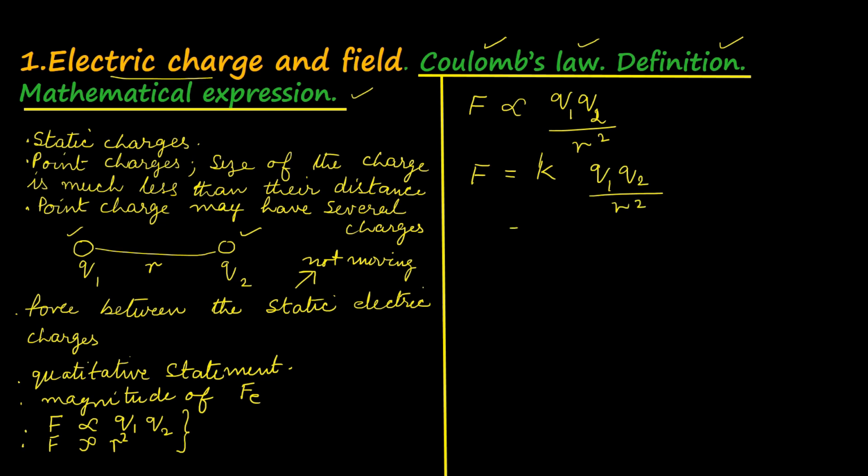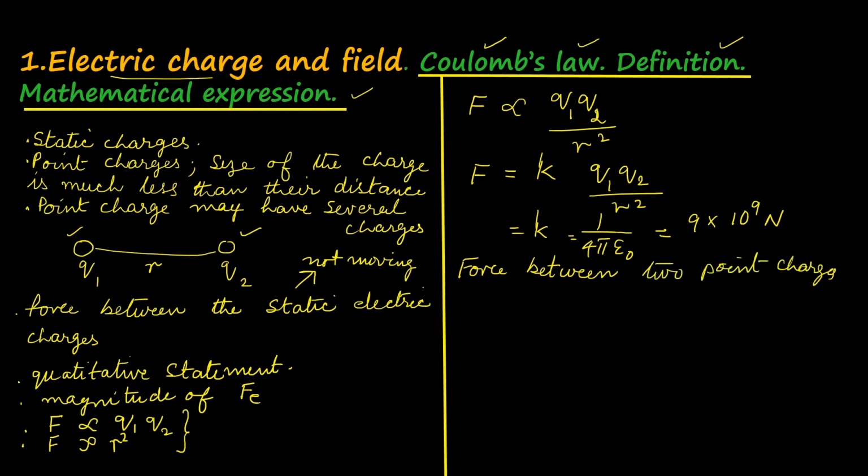The proportionality constant k is mathematically represented as 1 by 4 pi epsilon naught. Epsilon naught is the permittivity of free space. Magnitude of k is equal to 9 into 10 raised to 9 Newton. It is force. K can be defined as the force between 2 point charges of 1 coulomb each. Coulomb is a unit of charge, separated by a distance of 1 kilometer.